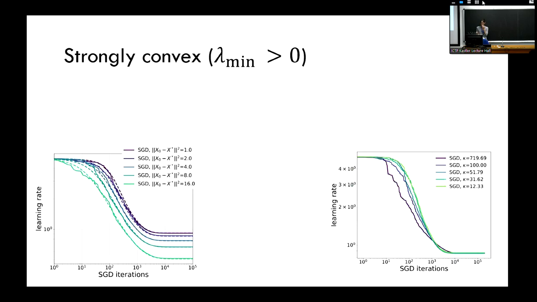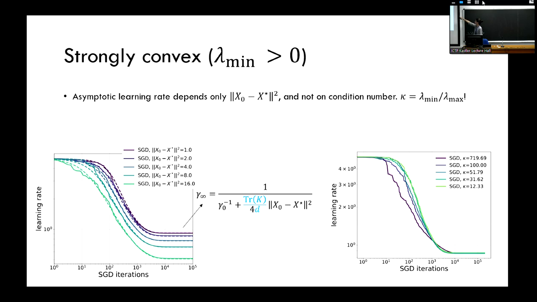Okay, and maybe a little bit about what the asymptotic learning rate is that you converge to. What you see here is that we plot essentially the learning rate as a function of different values of the initial distance to optimality. Indeed, you see that there are differences between the lines. And this formula is exactly what we are able to find. It really shows how this depends on the distance to optimality. It actually doesn't depend on other things. If you look at the condition number of my covariance matrix, you see that the asymptotic value doesn't depend on it. It's really about the distance to optimality.